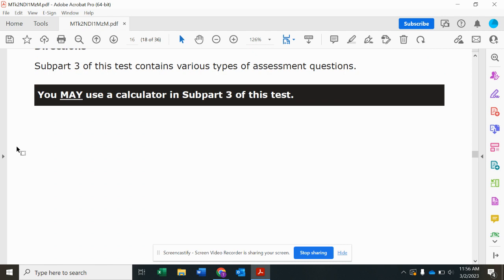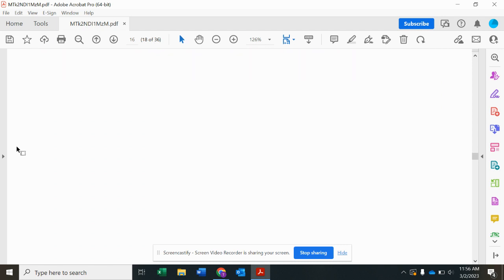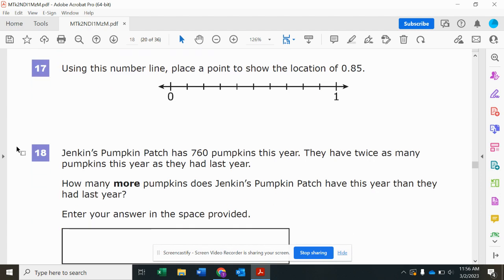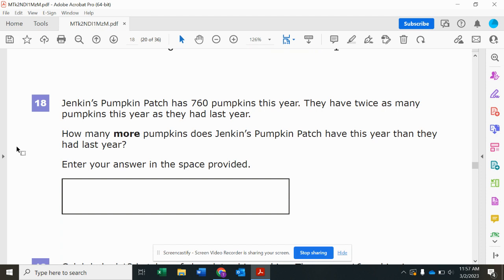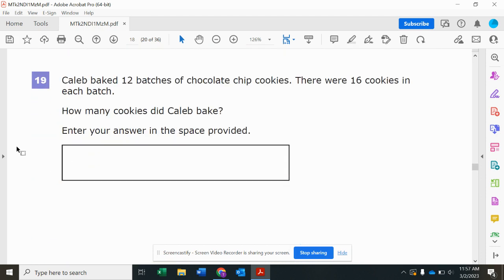Subpart 3. You may use a calculator in subpart 3 of this test. Question 17. Use this number line to place a point to show the location of 85 hundredths. Question 18. Jenkins Pumpkin Patch has 760 pumpkins this year. They have twice as many pumpkins this year as they had last year. How many more pumpkins does Jenkins Pumpkin Patch have this year than they had last year? Enter your answer in the space provided.